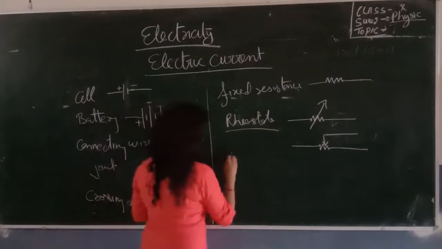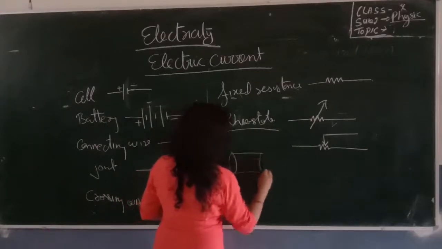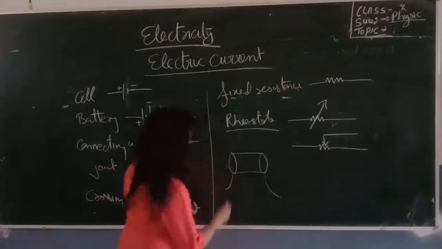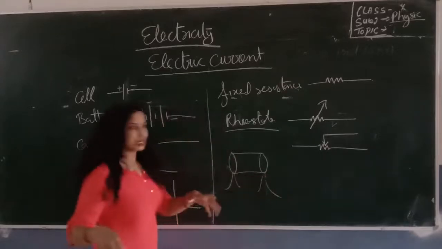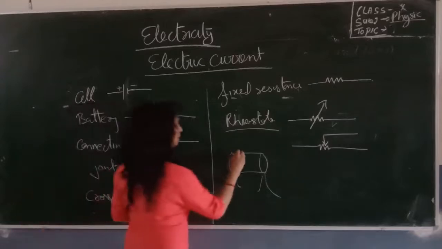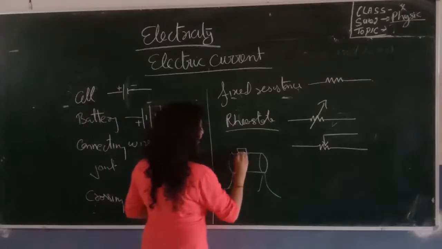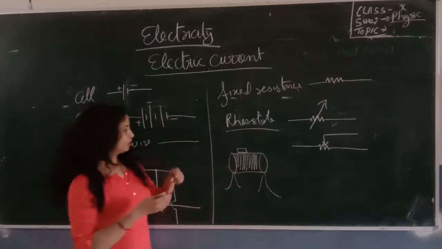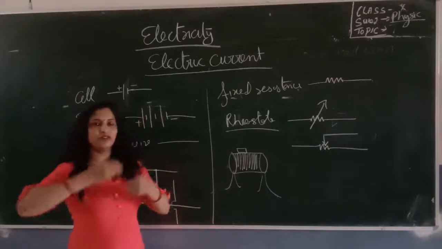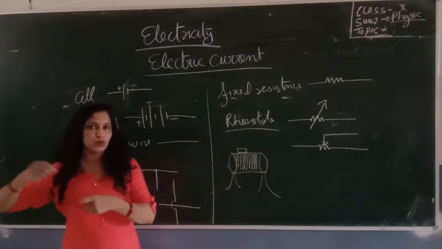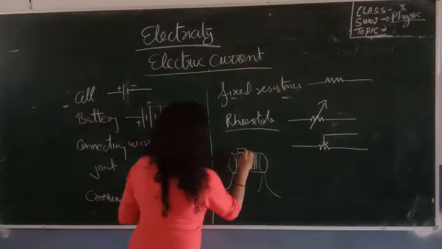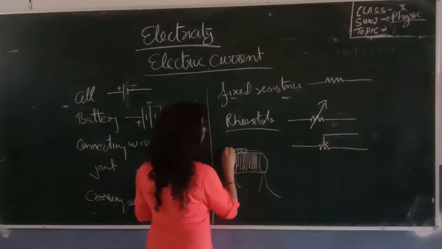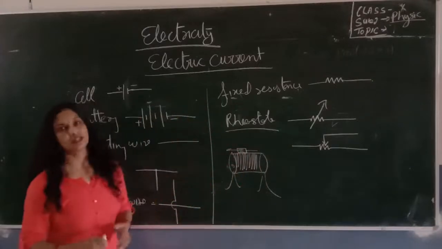Actually, the rheostat looks like this. This is a standard shape in between, and these are the stand lapse. And there is a cursor which can slide over this cylindrical structure, in which we made a structure by putting lots of wire over it. And by sliding this cursor, we can change the resistance of the circuit.